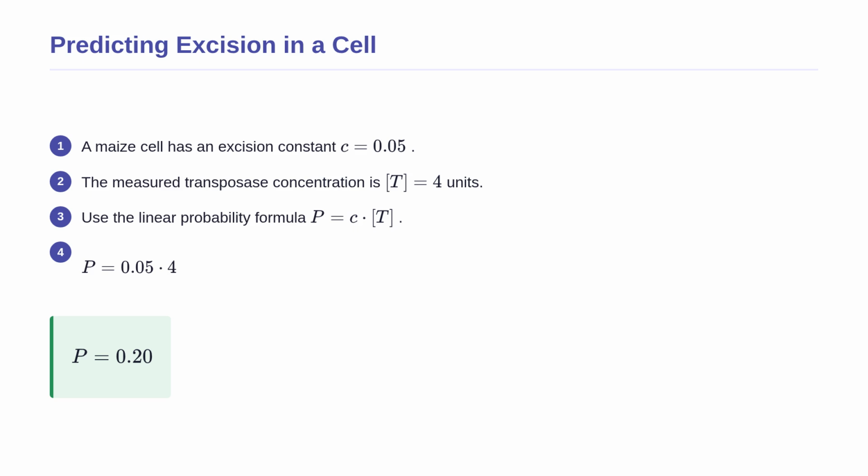We choose our linear probability formula because it perfectly models this biological interaction. We carefully substitute 0.05 for C and 4 for the concentration. Multiplying these together gives us our final answer of 0.20. Physically, this translates to a 20% chance of the DS element excising, meaning about 1/5 of the cells will successfully restore the vital gene.